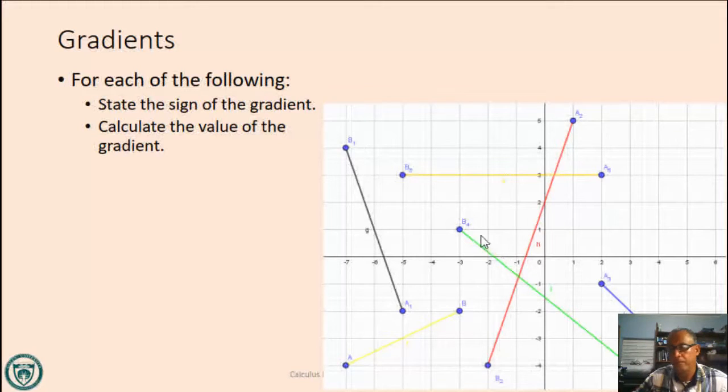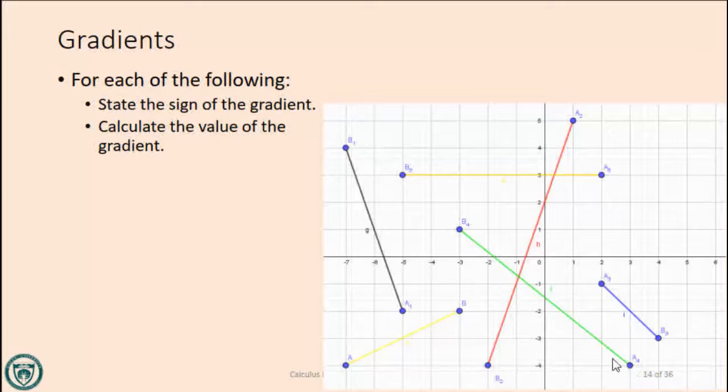Here, the final value of the y coordinate will be less than the initial value of the y coordinate. Notice the initial value of the y coordinate is this value here, which I believe is 1, and the final value of the y coordinate is -4. So that's a decrease.